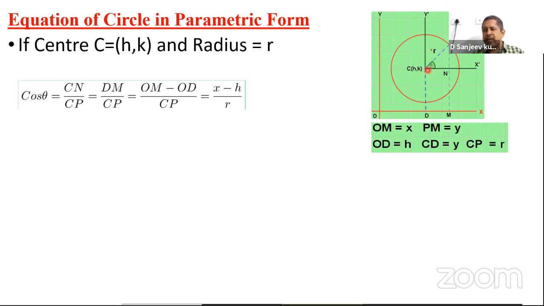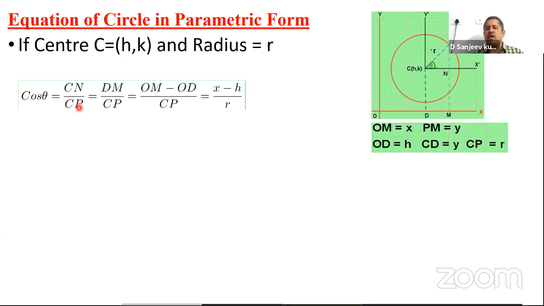Now you take a right angle triangle here, with angle theta. PN is going to be the opposite side to the angle theta, CN is going to be the adjacent side, and CP is the hypotenuse. So in this right angle triangle, with respect to this theta, what is cos theta? It is adjacent side by hypotenuse. The adjacent side is CN and the hypotenuse is CP. So cos theta is equal to CN by CP.